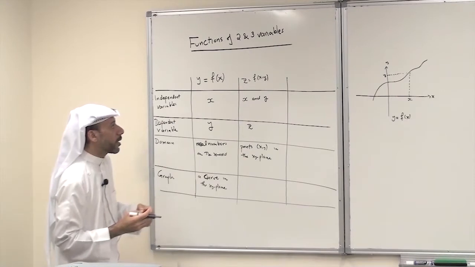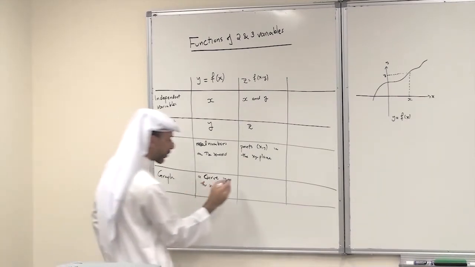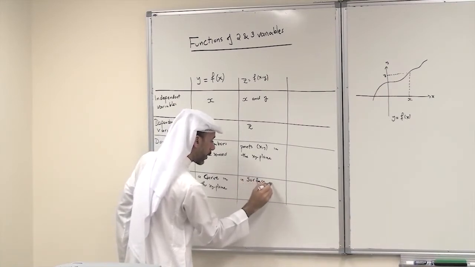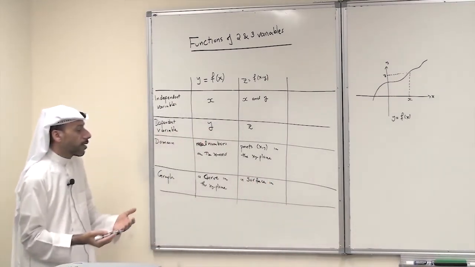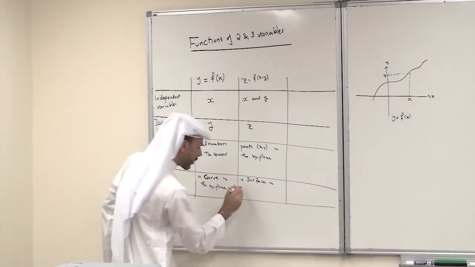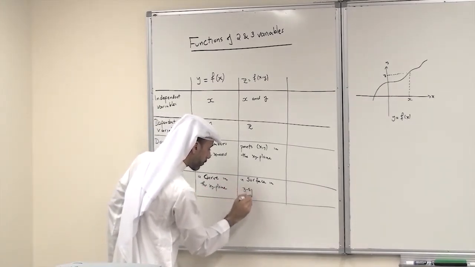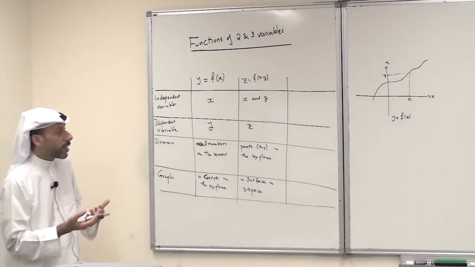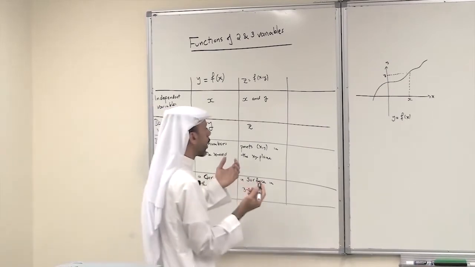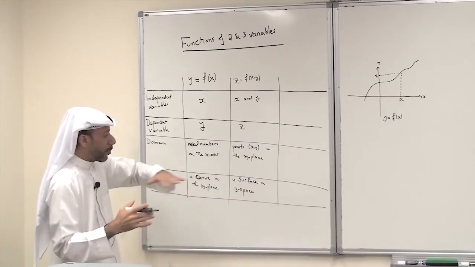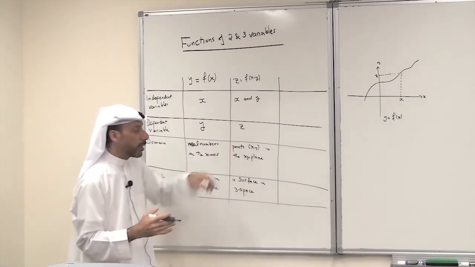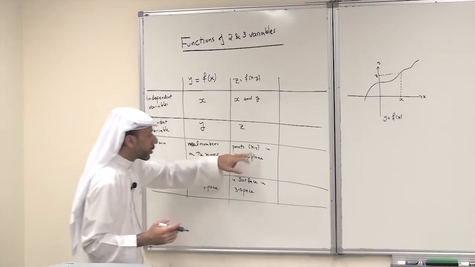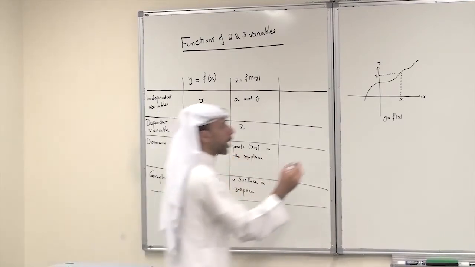And what about the graph? Here the graph will be a surface, well, the surface will be in three space. And this can be pictured as follows. Here you have to have a place for the points of the domain and a place for the range or the z values. So the points of the domain will be in the xy plane. So we have something like this.